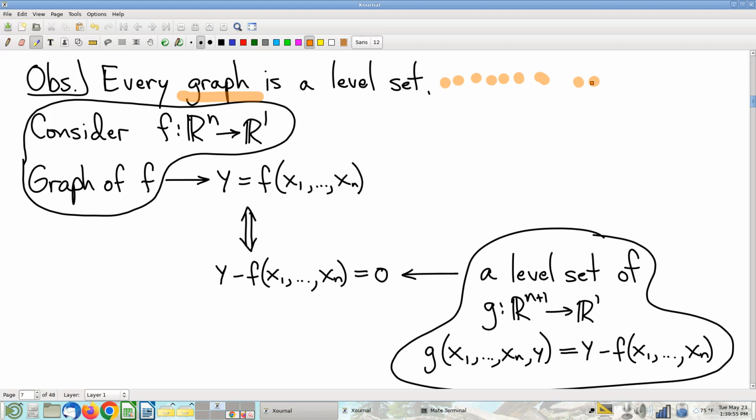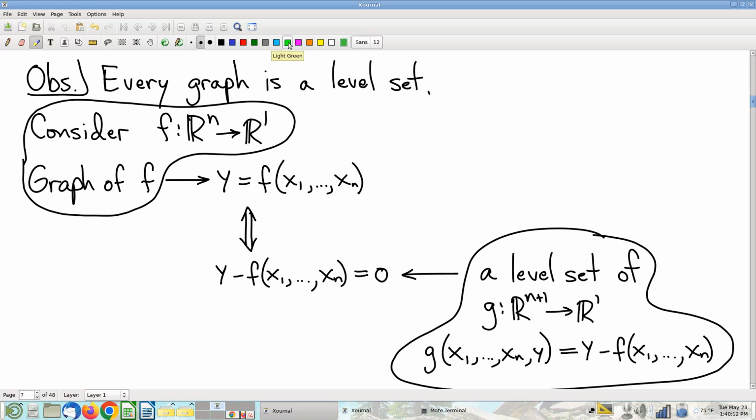Certainly not the same function. Never the same function. But nevertheless, if you have something that's given to you as a graph, you can rewrite it as a level set. It's just going to be a level set of something else. So here you go. It's an easy observation.